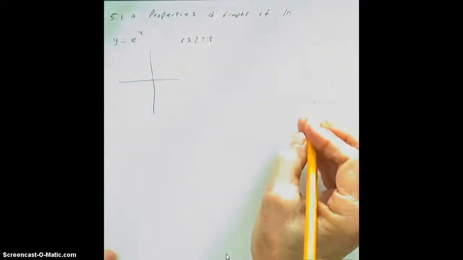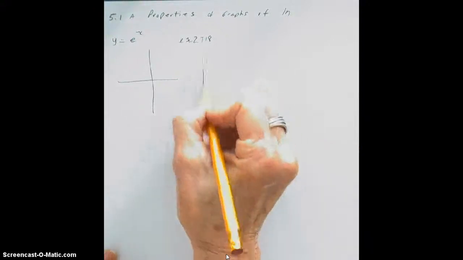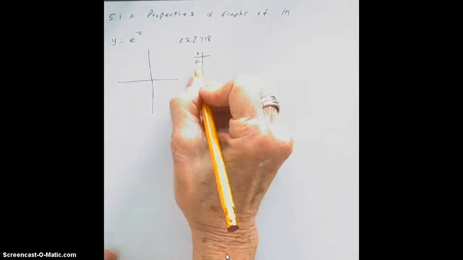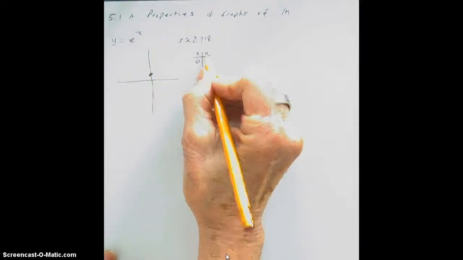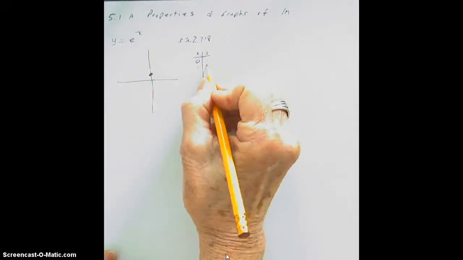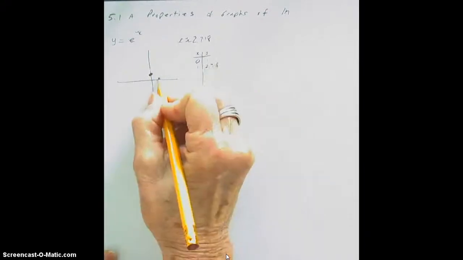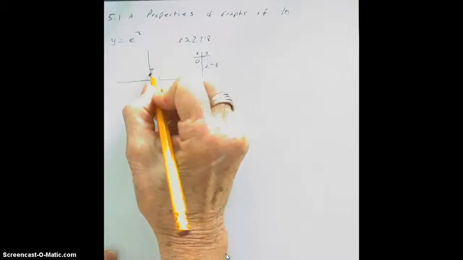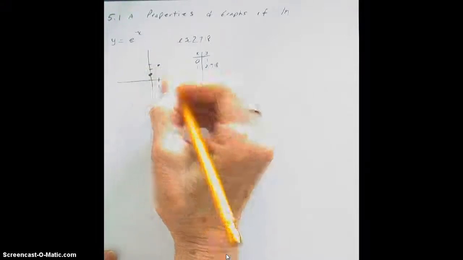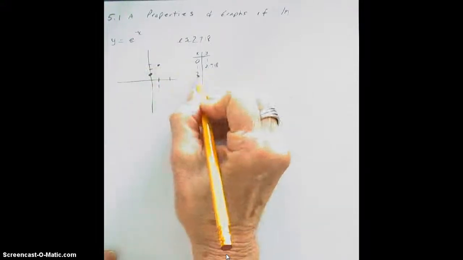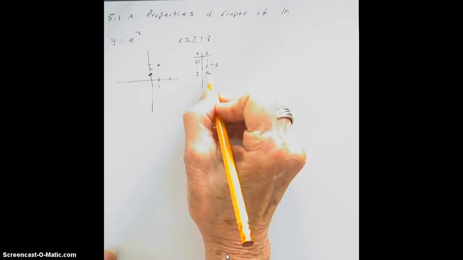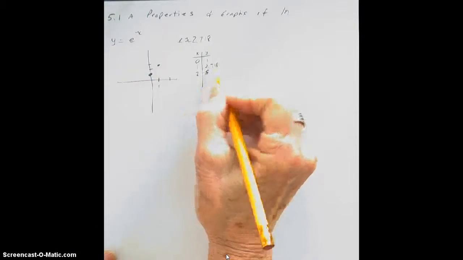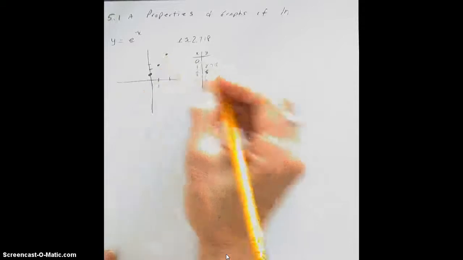2.718. So if I take e to the 0, I'll get 1. E to the first, I'll get 2.718. So if I put in a 1, I'll get a little bit better than 2. If I put in a 2, I'll get e squared. So I'll get 7, 8 point something. So you can see this is an exponential equation.